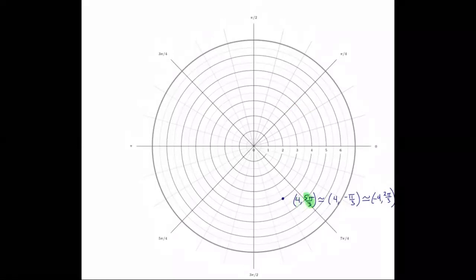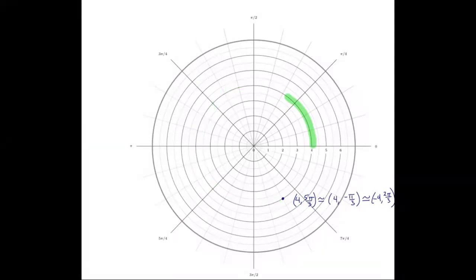And it's best to do the angle first, then handle the radius. 5 pi over 3, well, we can count that out as 1 pi over 3, 2 pi over 3, 3 pi over 3, 4 pi over 3, 5 pi over 3 to get to here. That's more or less correct there. So 5 pi over 3, we're in quadrant 4.